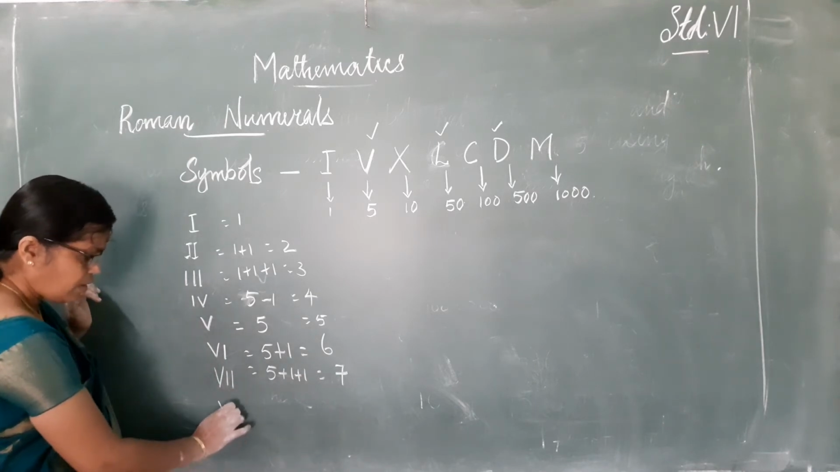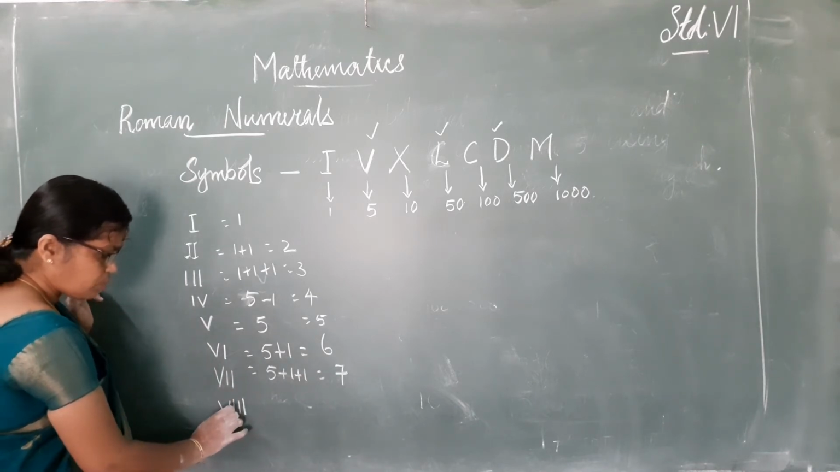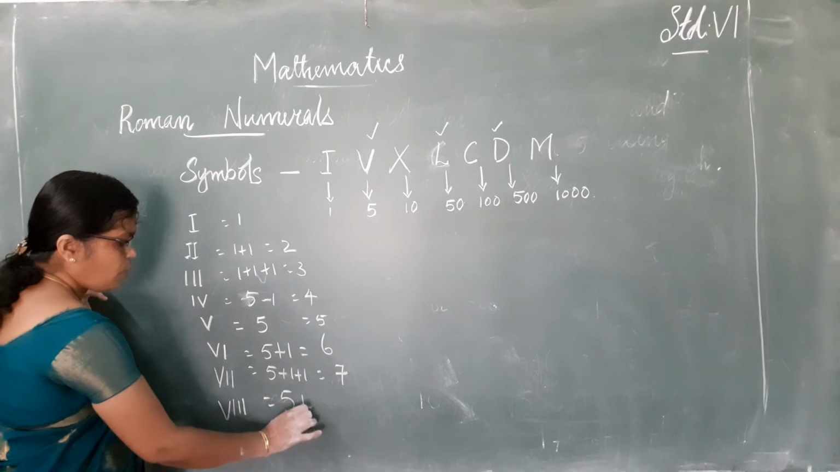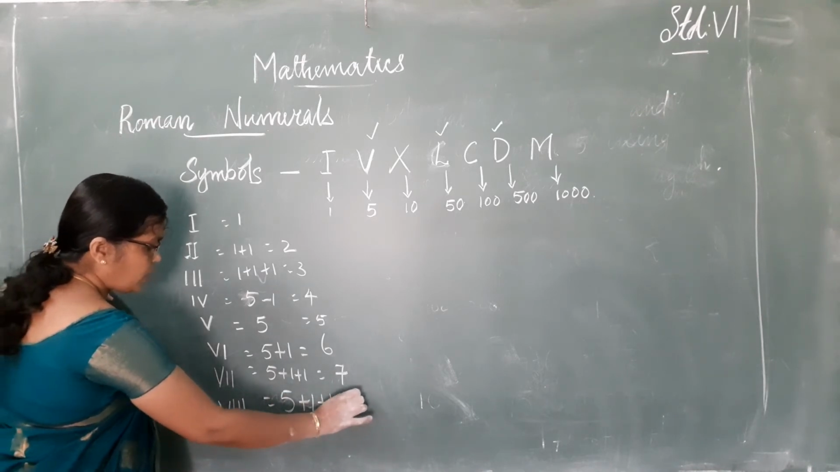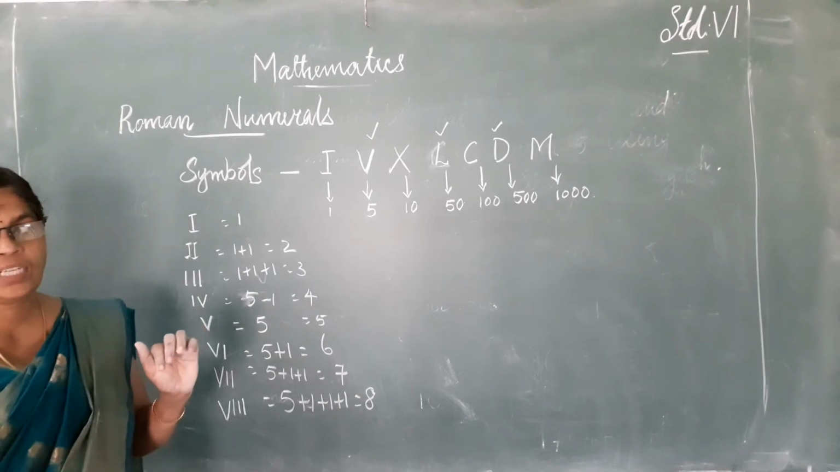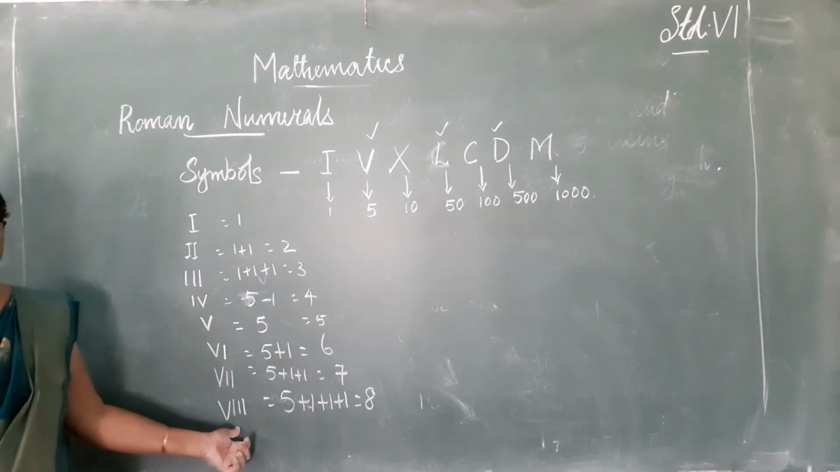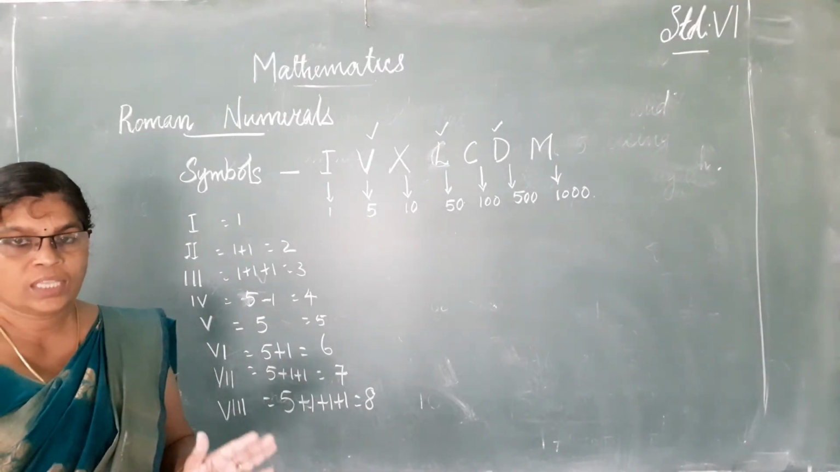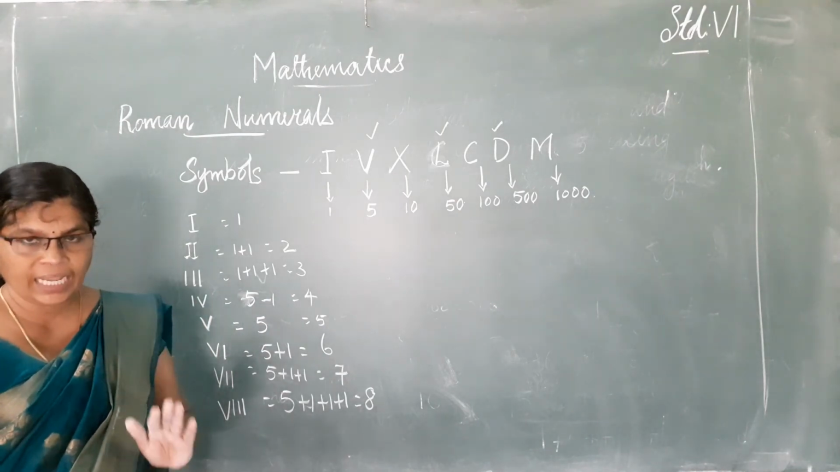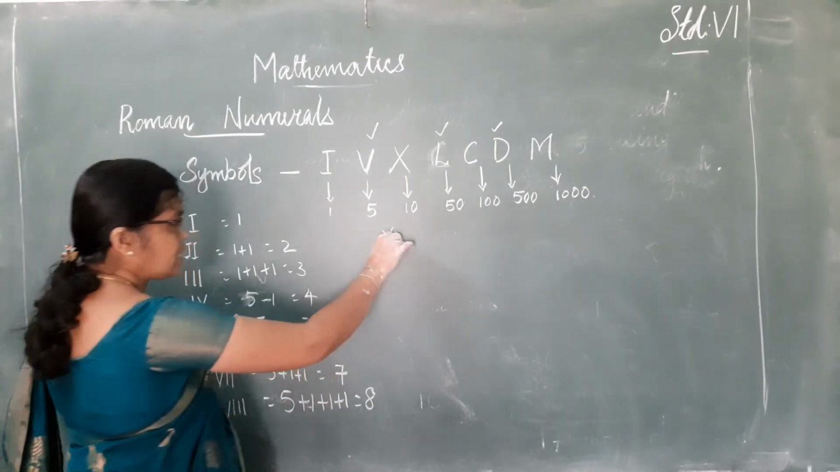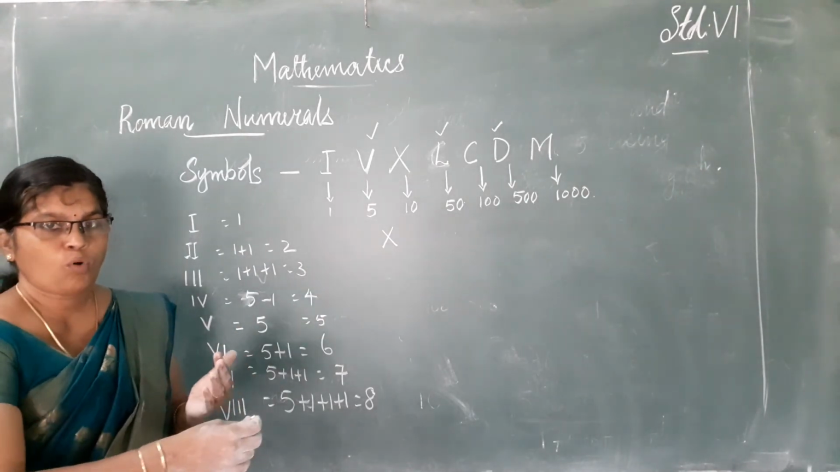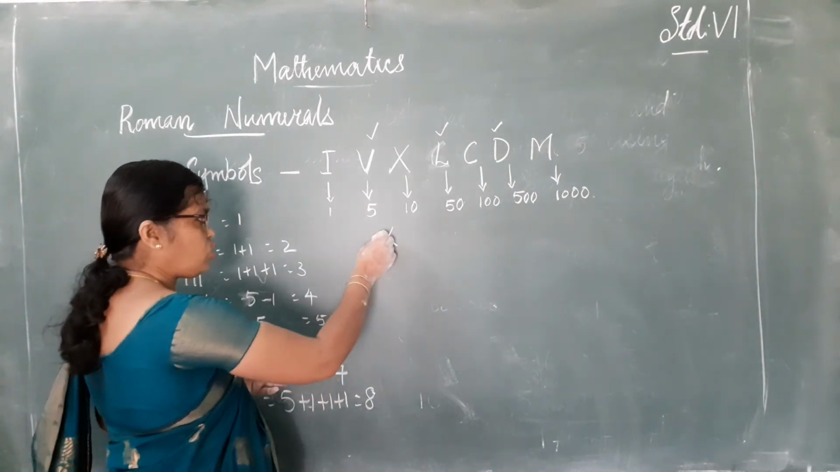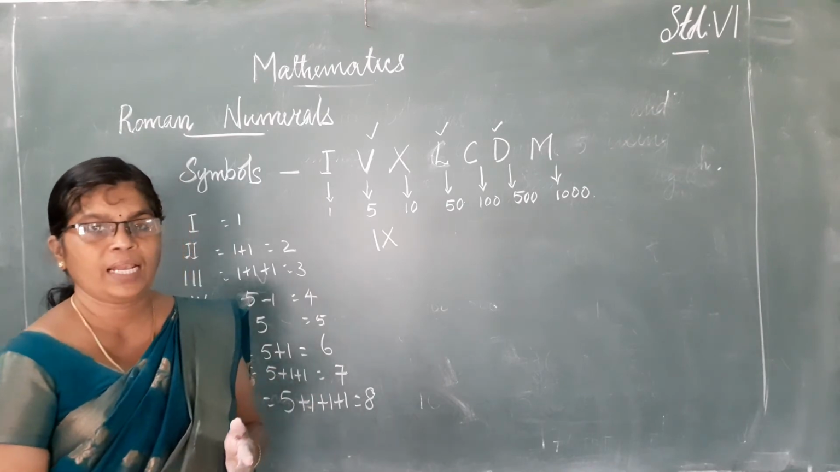Then 8, how will you write? 5 and repeat I 3 times. That is 5 plus 1, 6 plus 1, 7 plus 1, 8. 5 plus 1 plus 1 plus 1, that is equal to 8. Then how will you write 9? Can you repeat I again? No, I cannot be repeated more than 3 times. So what do we have to do? You take the symbol X, that is 10. If you have to write 9, what we have to do is subtract 1 from 10. That is, write I to the left of the greater symbol 10.